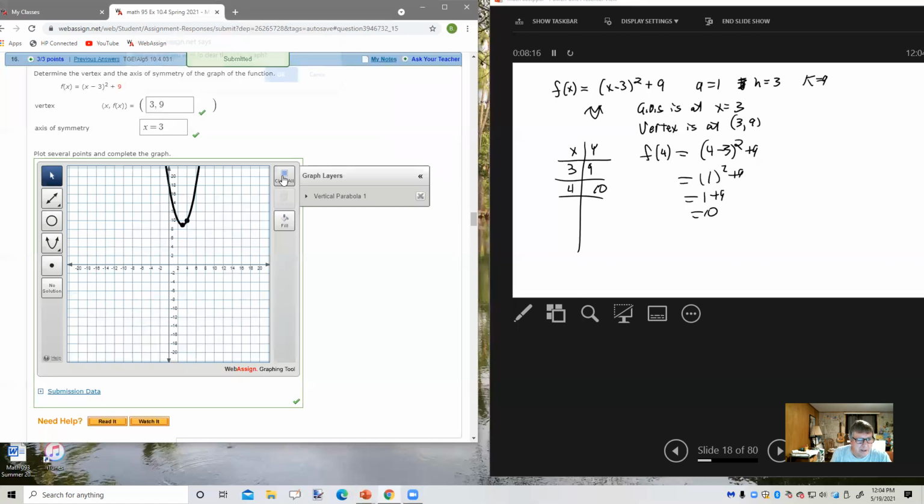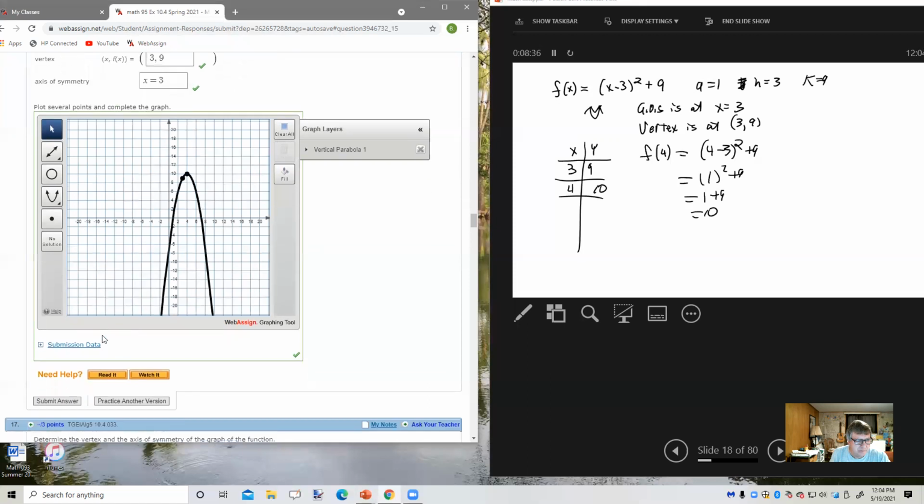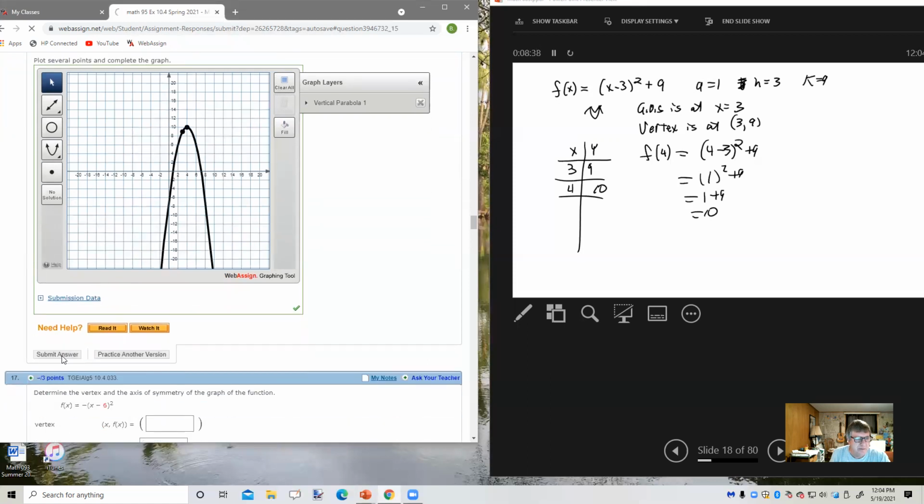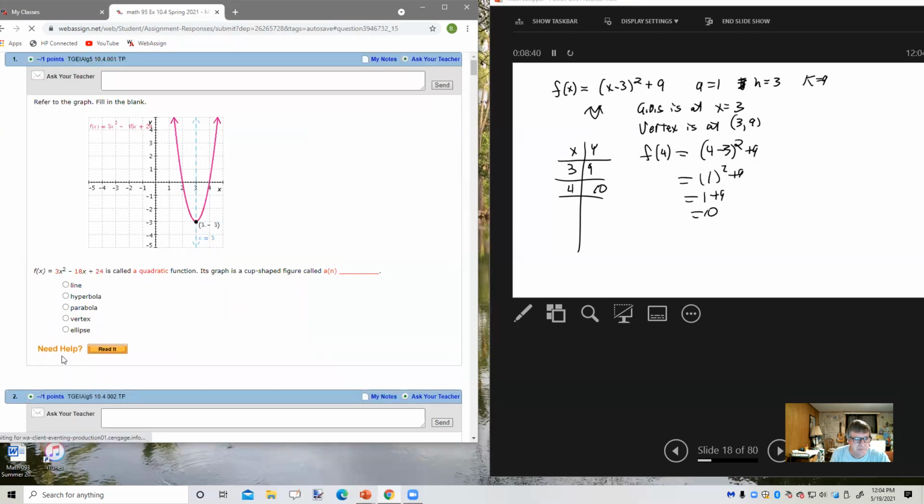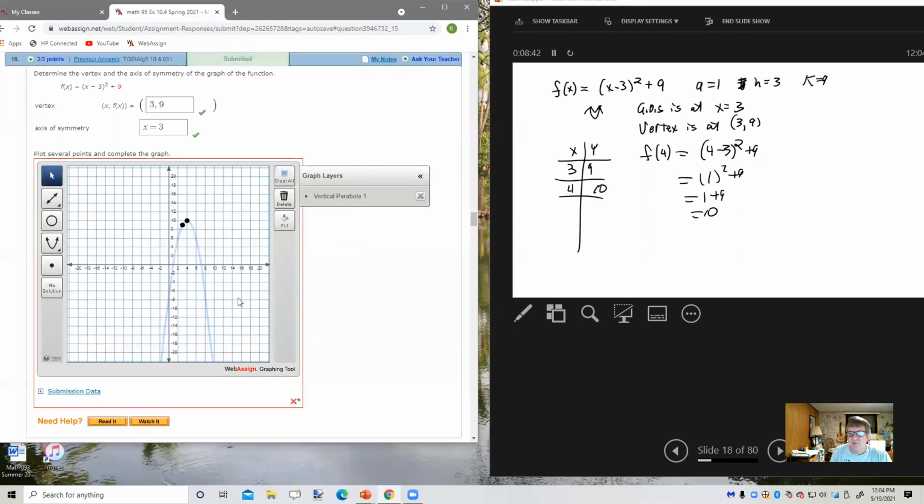I want to go back and I want to do it wrong to show you why you've got to do it correctly. I'm going to plot those same 2 points again, but I'm going to do them in backwards order. 4, 10, and then 3, 9. See, it thinks that 4, 10 is the vertex, so that means it has to open away from it, and this is incorrect. Okay, let's see what it says. Yeah, so you've got to graph the vertex first.